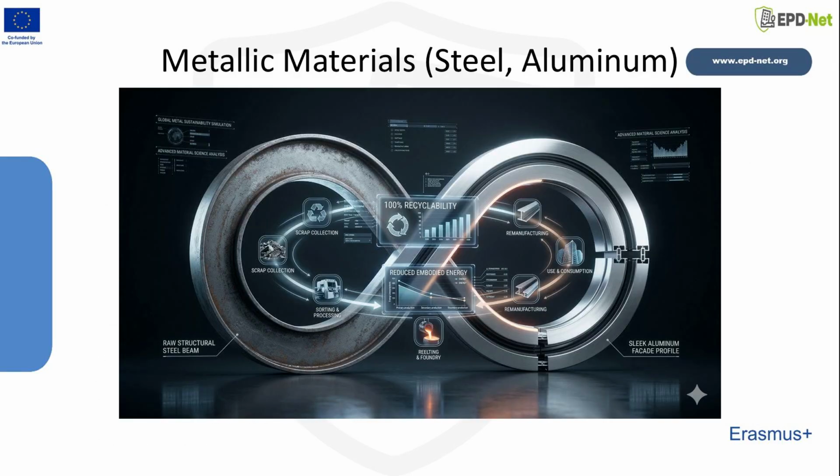However, primary steel production is energy-intensive. Therefore, recycled steel significantly reduces embodied energy. Metal systems are compatible with modular construction, allowing disassembly and reuse. This aligns with circular economy principles. In summary, metals offer structural efficiency, recyclability, and modular adaptability, making them essential in sustainable and resilient architecture.